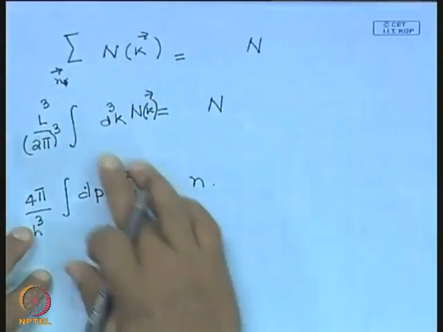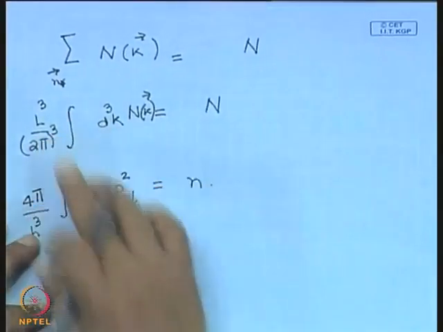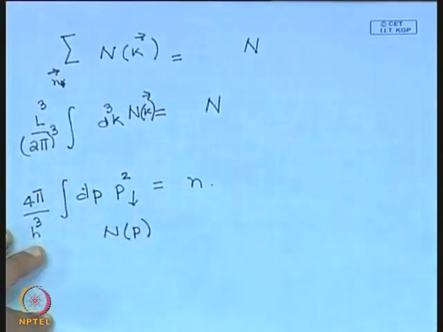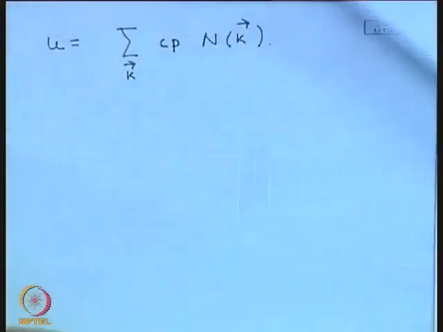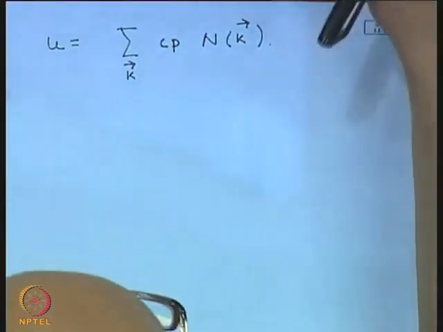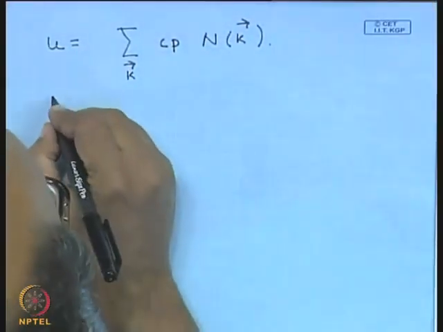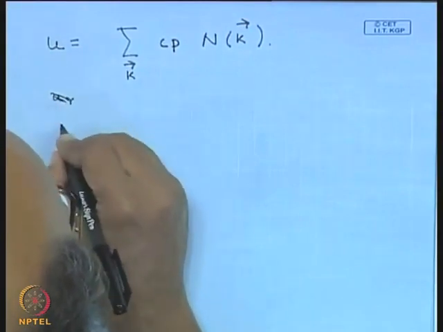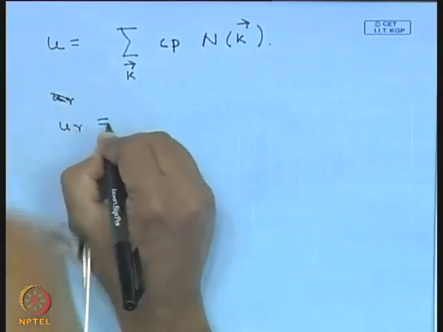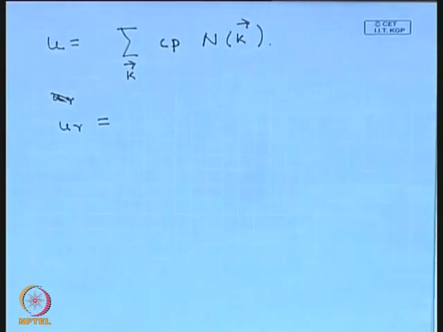So you could repeat the same thing, write it as an integral over d cube k, d cube p, etc. And what you are led to is the energy density of photons. We have done this exercise earlier, if you remember, when we were considering black body radiation. I told you how to do the integral.